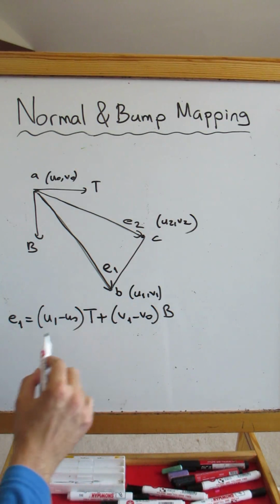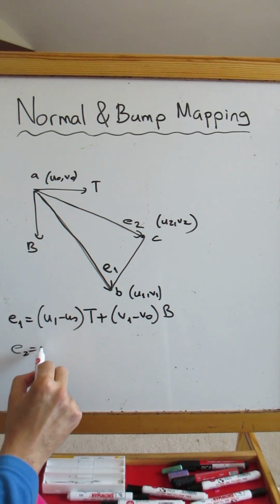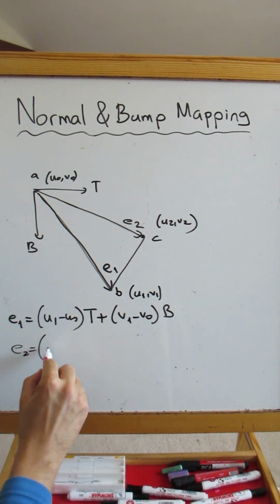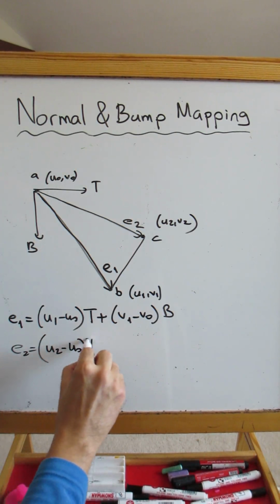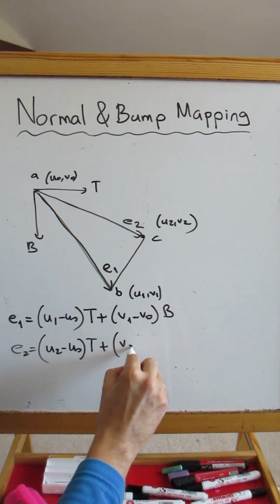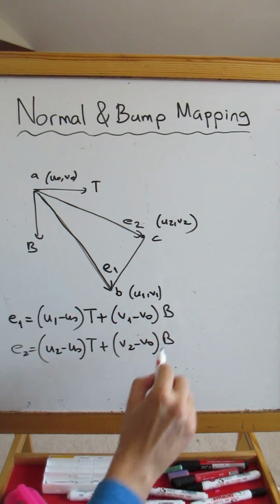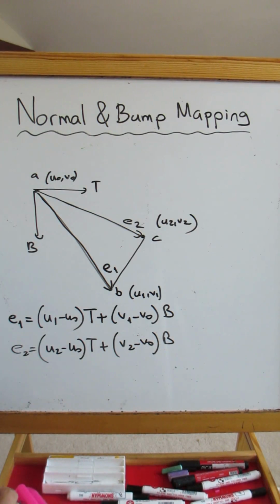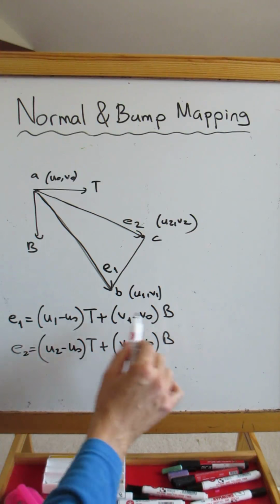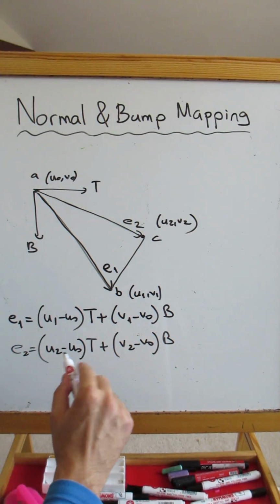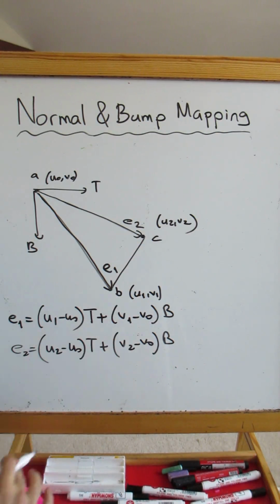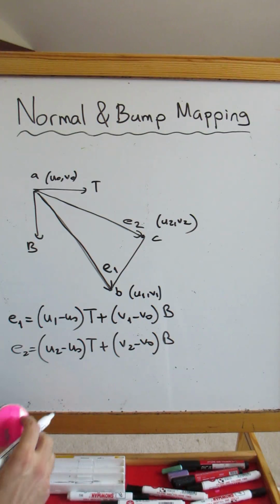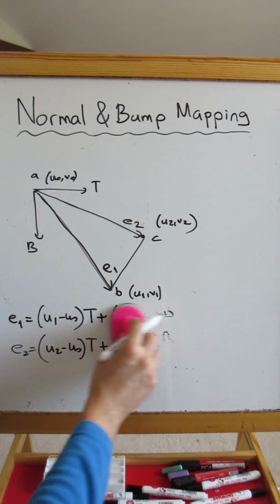Now we can repeat the same thing. E2 is equal to U2 minus U0 times T plus V2 minus V0 times B. Now this is enough to find the t and b vectors. We have two equations and two unknowns, but to be more precise, let's write this in an expanded form.